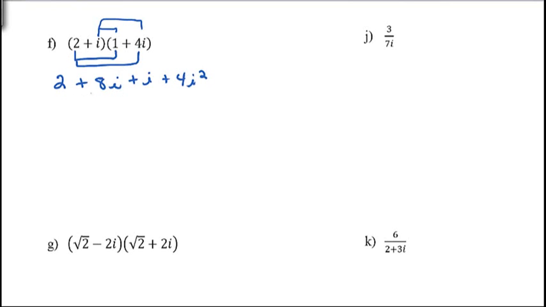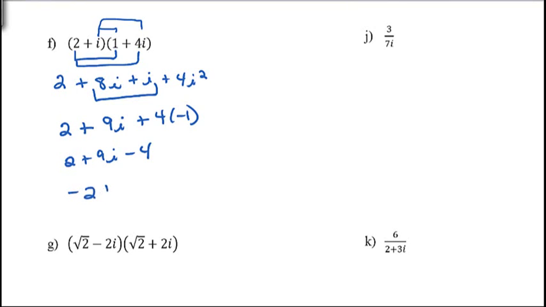Combining our like terms, we have 2 plus, and in the middle we have 8i plus i, so that's 9i. And then replace i squared with negative 1, so that's 4 times negative 1 at the end there. So we have 2 plus 9i minus 4, and 2 minus 4 is negative 2, so we have negative 2 plus 9i.